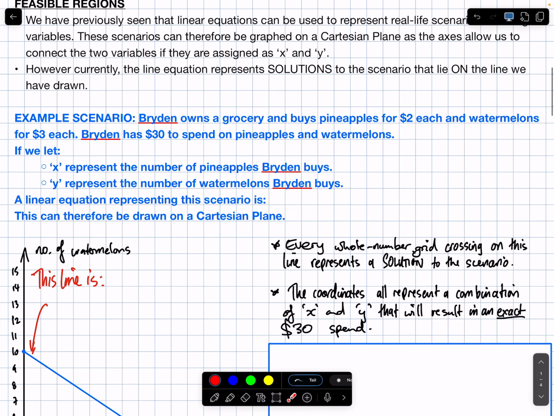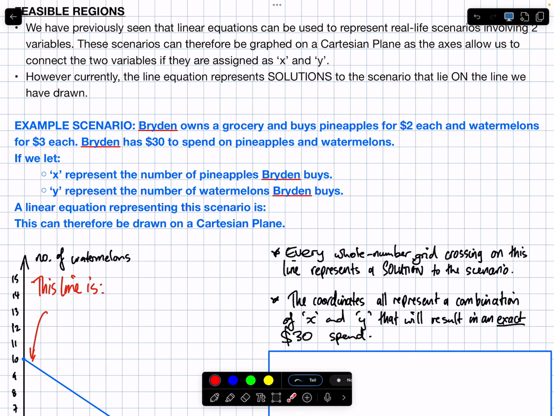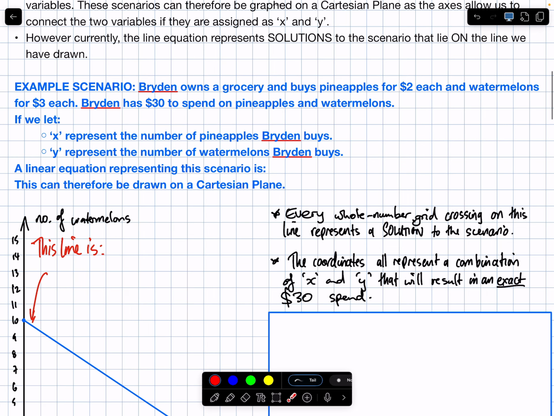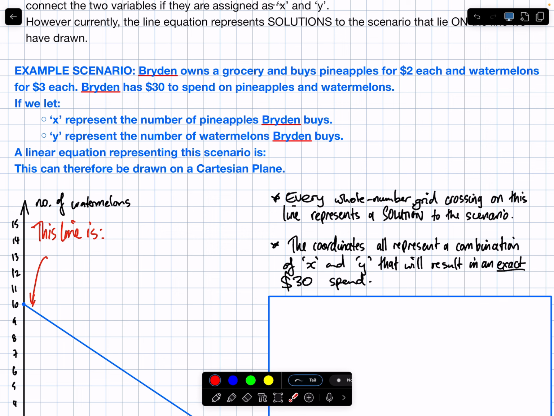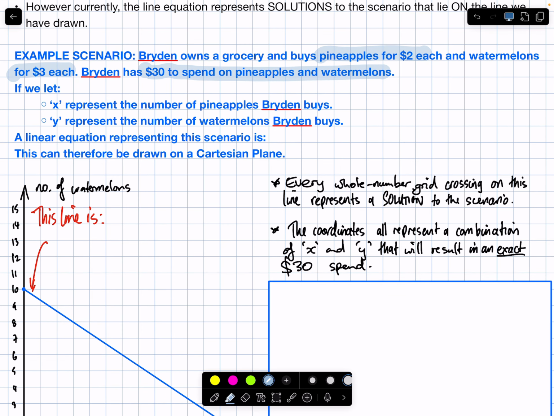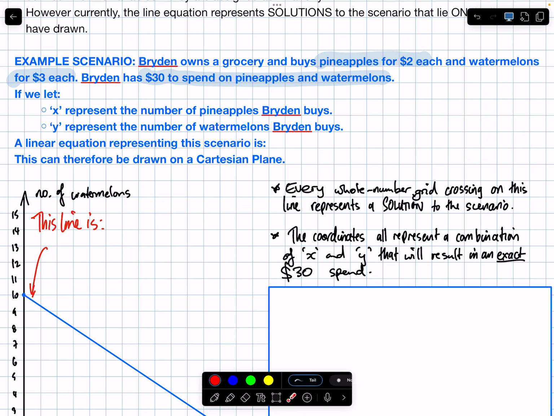So let me show you a real-life scenario where I can represent the solutions on a line. We've got this Bryden guy. He's got a grocery. He buys pineapples for $2 each, watermelons for $3 each, and he's got $30 to spend on anything. If I represent X as the number of pineapples Bryden buys, can someone tell me what algebra would represent the cost of buying pineapples? If I'm going to buy X pineapples and they cost $2 each, what's a form of algebra that's going to tell me how much I'll spend on pineapples?